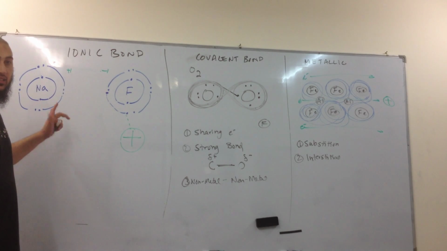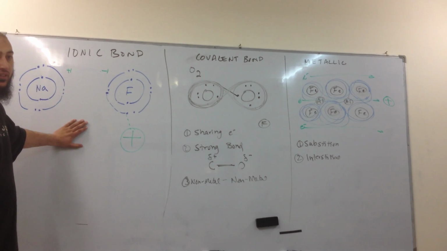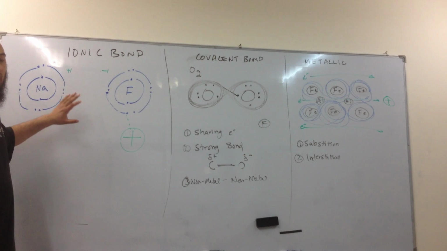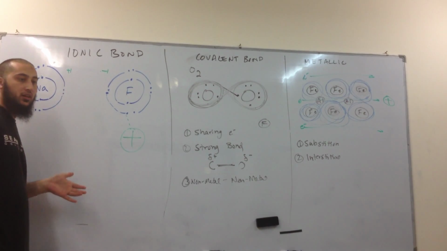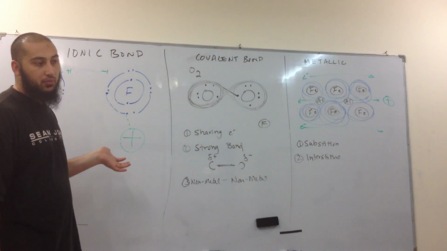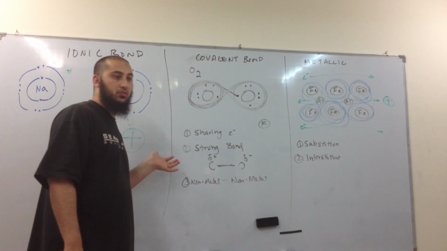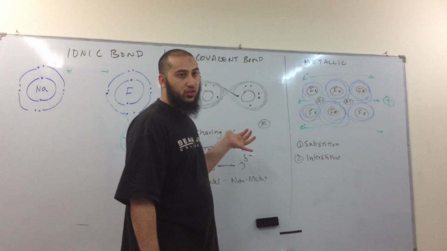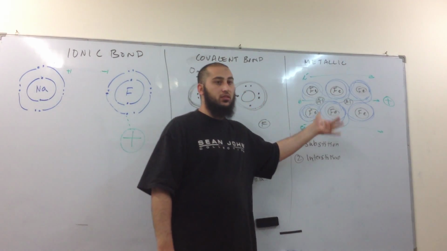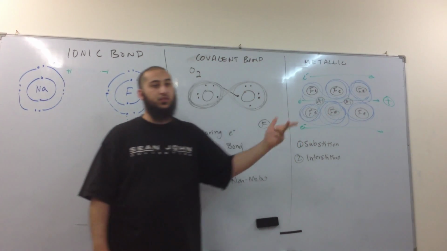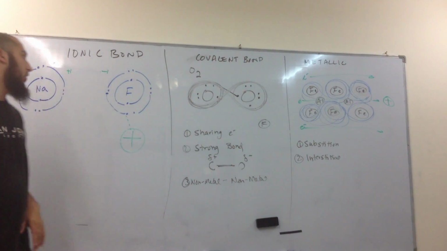Okay, look. So you guys got this? Ionic bond is transfer of electrons, right? Between what two? Metal and non-metal. Strong bond, high melting point, and lattice energy. Covalent bonds, sharing of electrons. Strong bond, high melting point. Metallic has a sea of electrons, the free electrons. Good? Okay, now, how do you name it?